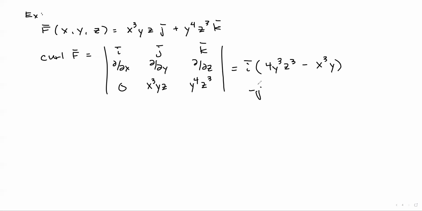And then we can do minus j. So we got the partial of y to the fourth z to the third with respect to x, that's going to be 0. Minus 0, the derivative of 0 with respect to z is going to be 0. And then plus k. We have the partial with respect to x, 3x squared yz, minus the partial of 0 with respect to y, which is going to be 0. And so we get our curl vector.